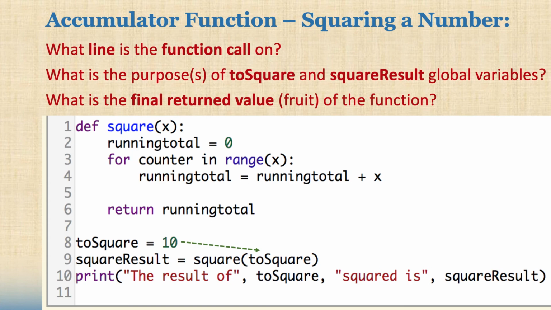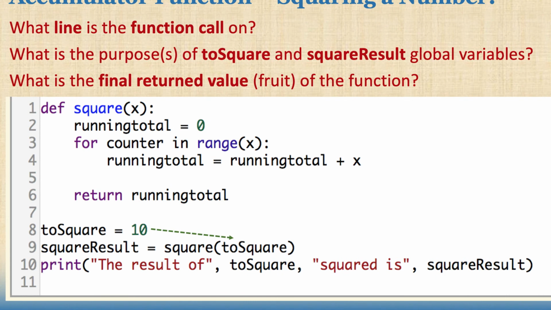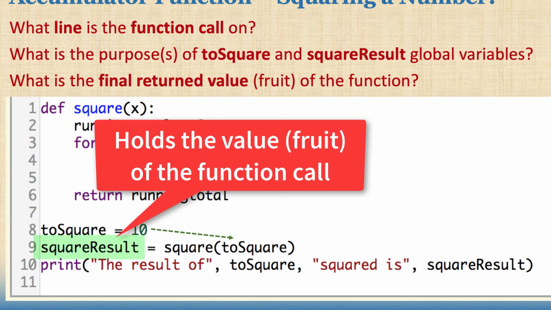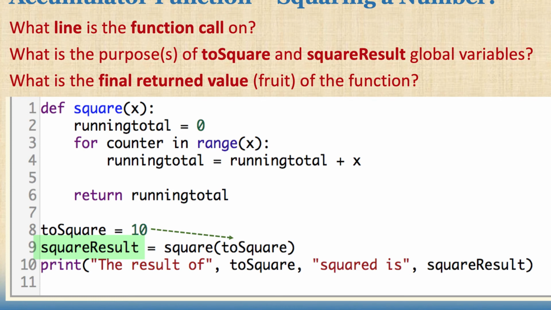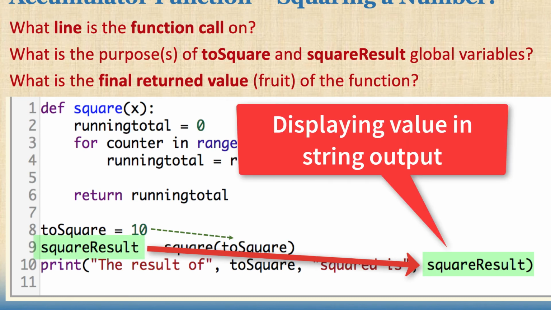So the square result has two purposes. One, it's holding the value of the fruit of square. So whatever's going to come out of square, which is return running total, will be 100 in this case. So it's holding that, and then you're going to print that, but it's also printing out as part of a string. So it has two purposes. One, it's just kind of holding the function call's fruit. The other is that it's using that as part of a string that you're printing out.